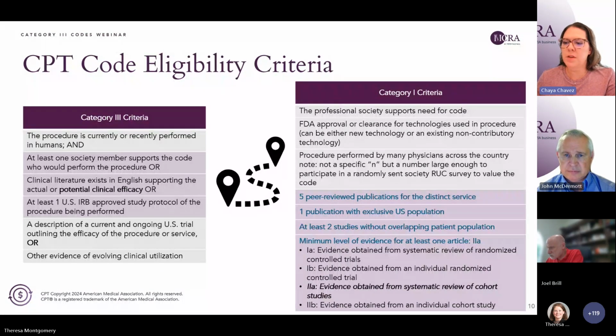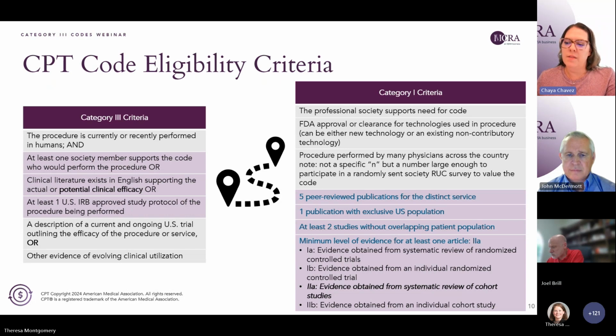Yeah, so the first thing that you really need is full professional society support. So it's really making sure that all those relevant specialty societies are backing your code application. You don't want to have a lot of opposition going into a Category 1 application from the societies. You also need to have FDA approval or clearance for your technology. And then the next thing that you need is what's called widespread use. So as John mentioned, that RUC survey that they send out, there isn't a specific number of physicians that need to respond, but as you can imagine, physicians don't love filling out those surveys.